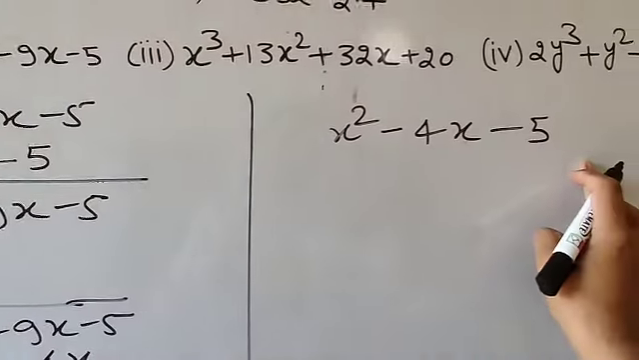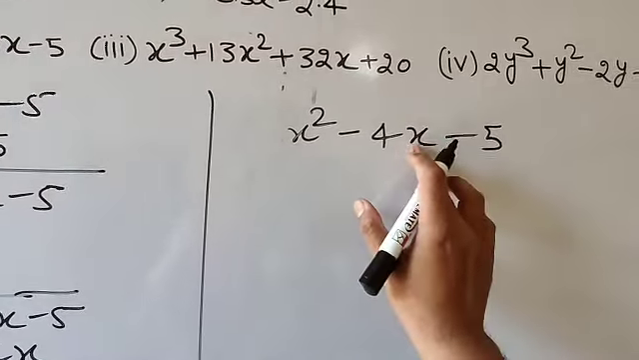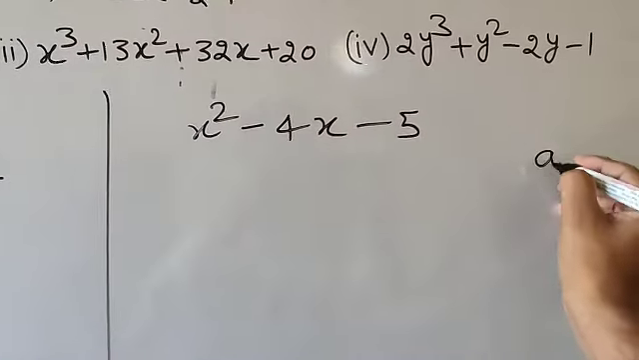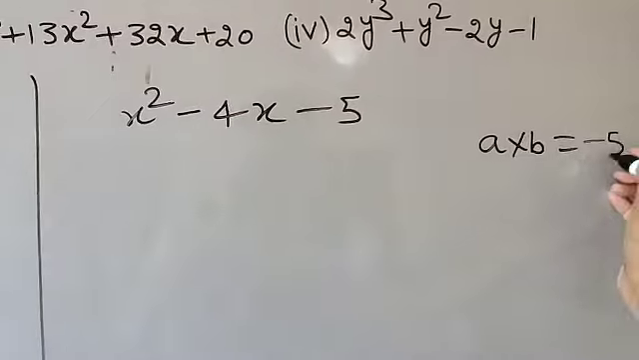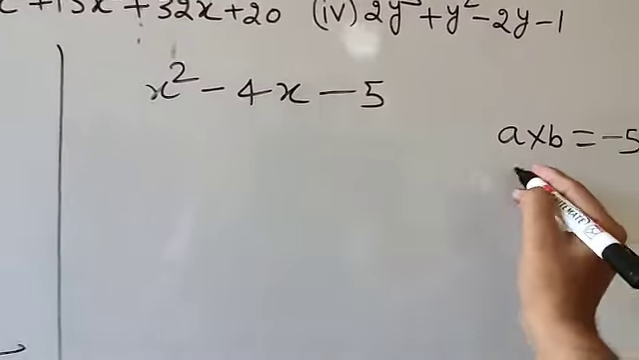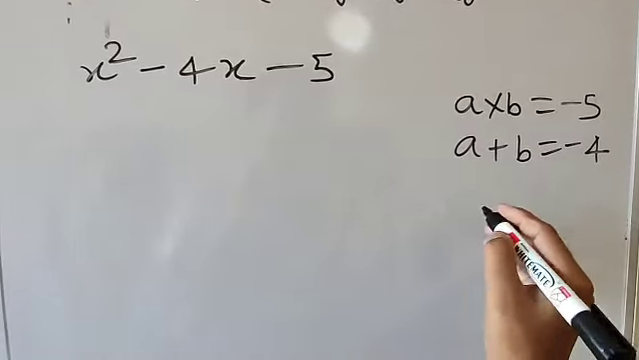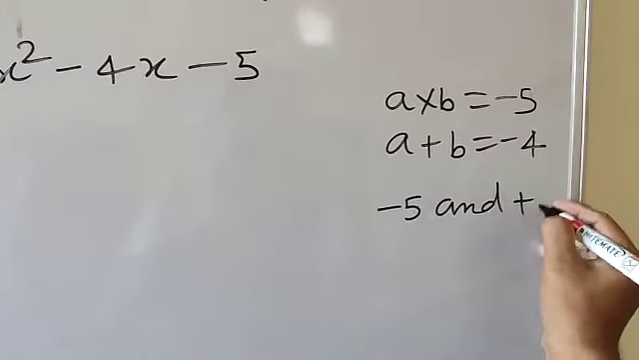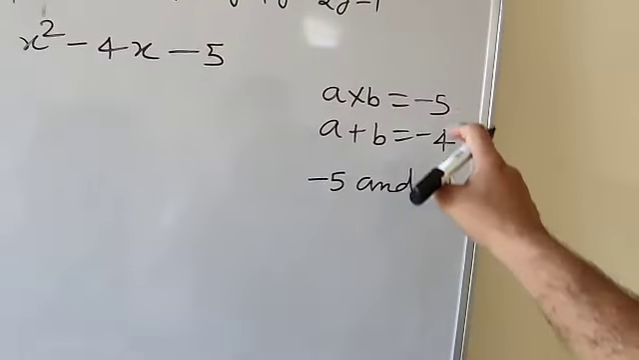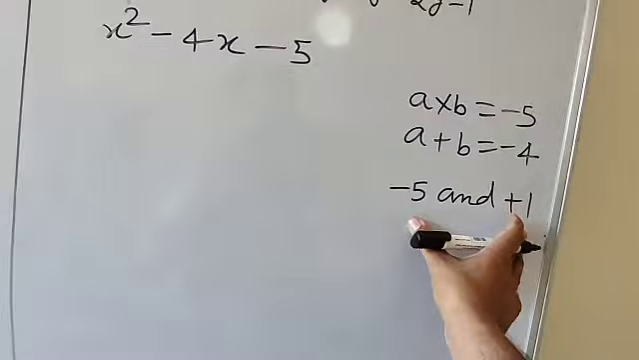Now you need to factorize this. That is a quadratic polynomial, so you can factorize it by splitting the middle term. So here you need to find two numbers whose multiplication should be 1 into minus 5, and whose addition should be minus 4. It means a plus b equal to minus 4. So if I get two numbers, that is minus 5 and plus 1, minus 5 into plus 1 equal to minus 5, and minus 5 plus 1 equal to minus 4. So these are the two numbers.